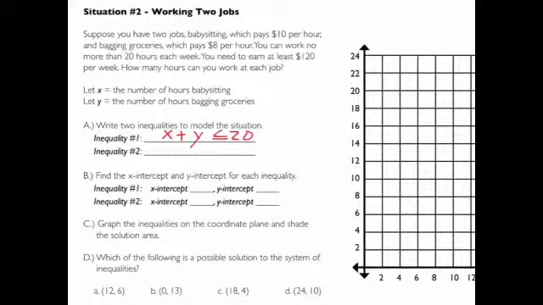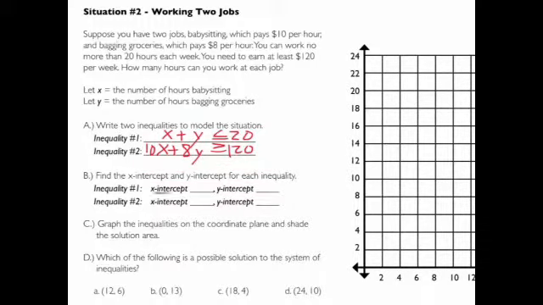My other inequality says I need to earn at least $120. At least would be greater than or equal to 120. But the hours don't tell me alone how much money you're making. You have to take how long you spent babysitting and times that by 10 to get the wages from babysitting. You also have to take how much you get paid per hour bagging groceries, which is 8, and times that by how long you spent bagging groceries, the Y, and that gives you the total wages from that. So now I have my two inequalities.